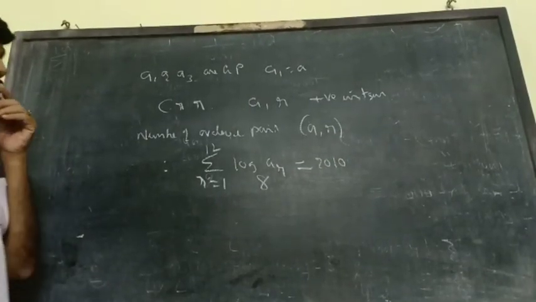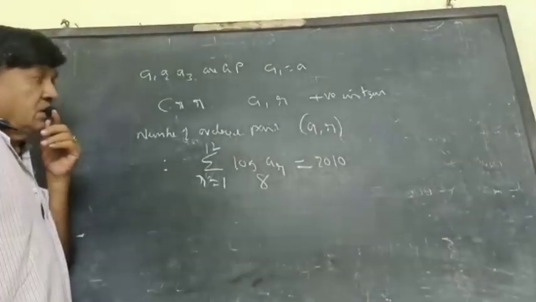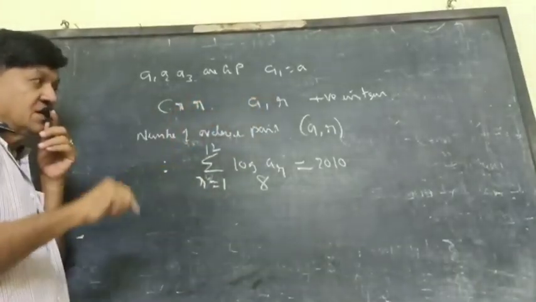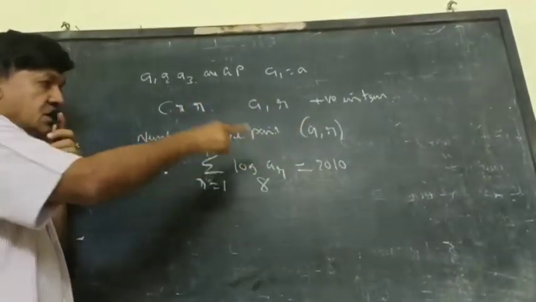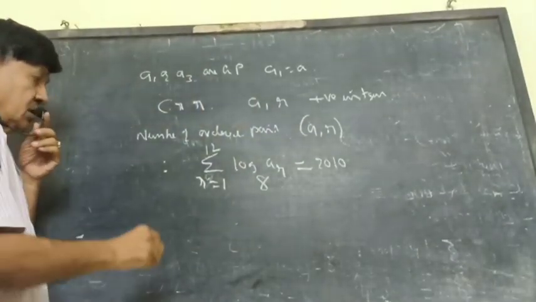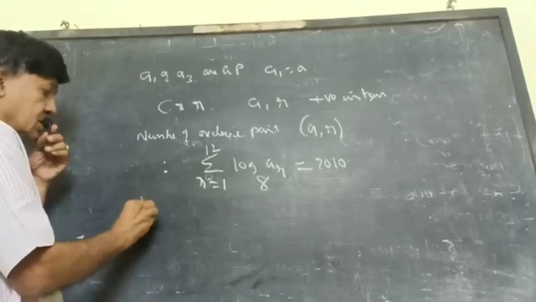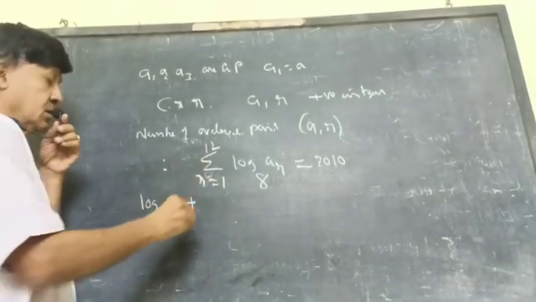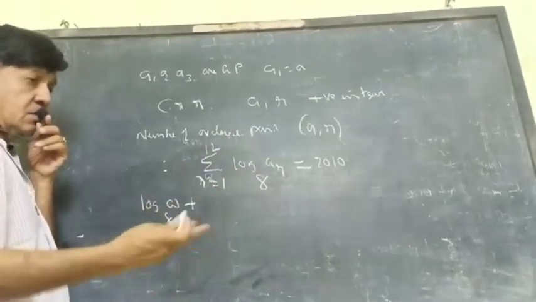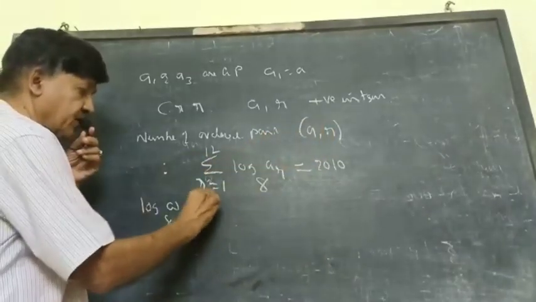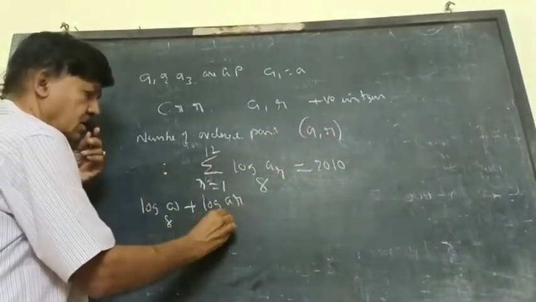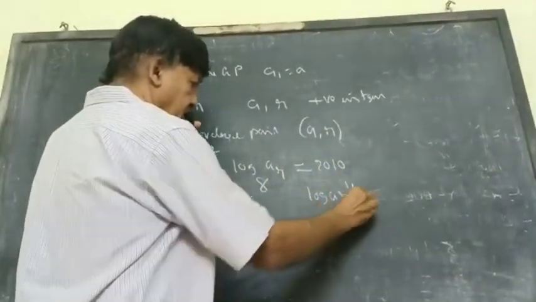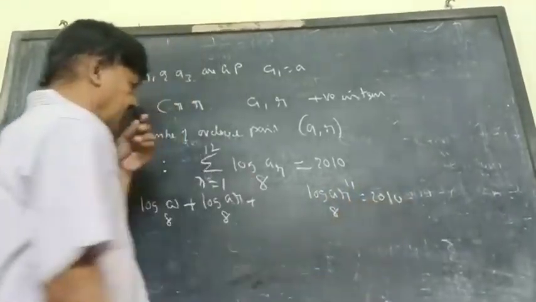Just watch. A1, A2, A3, they are all in GP. A1 is A, common ratio is R. And this is the particular point: A and R are positive integers. The number of ordered pairs satisfying this equation. See, actually, this is nothing but log A1, which means log A. Correct? A1 is A only. Then what is A2 for you? AR. All of you know GP: A, AR, AR square, like that. So log AR to base 8. Finally, log of AR to the power of 11 to base 8 is equal to this.